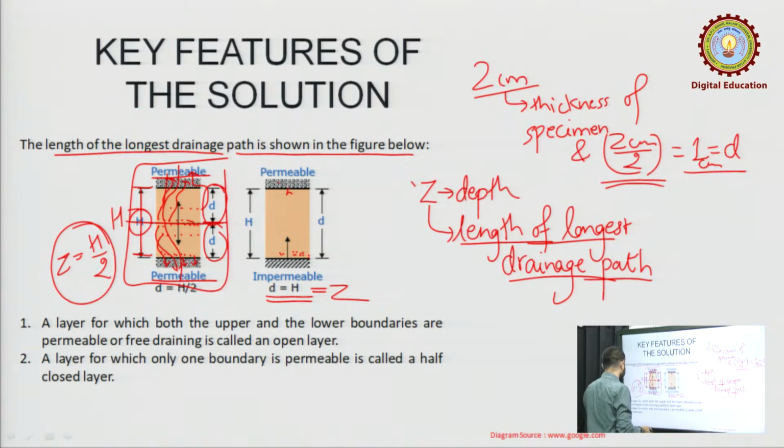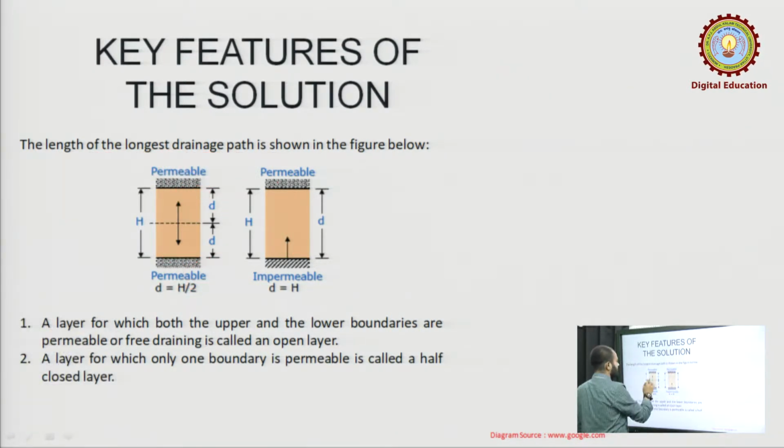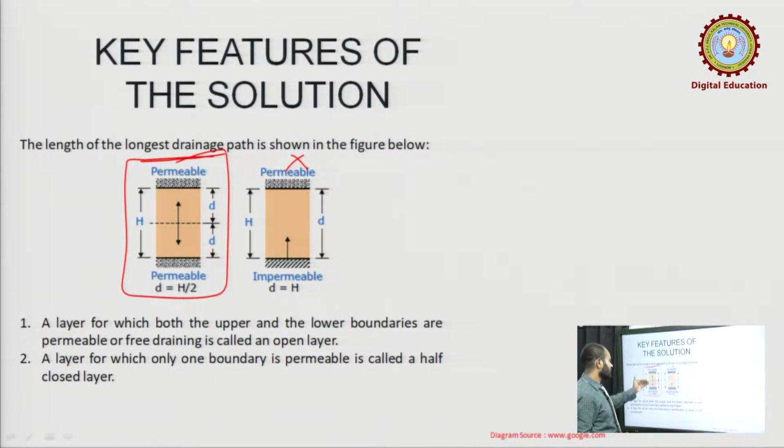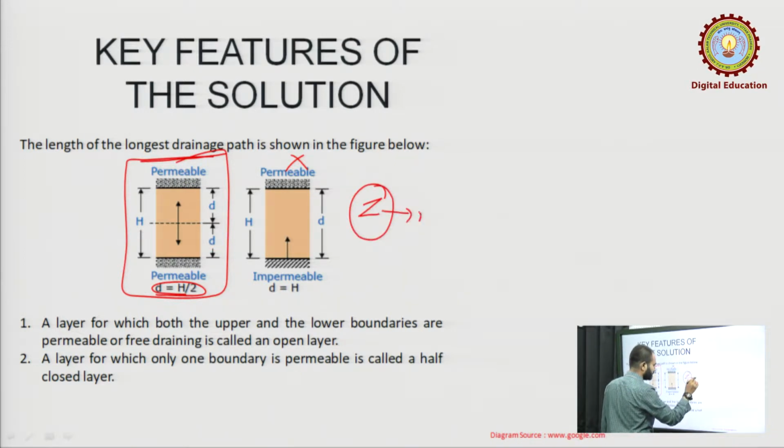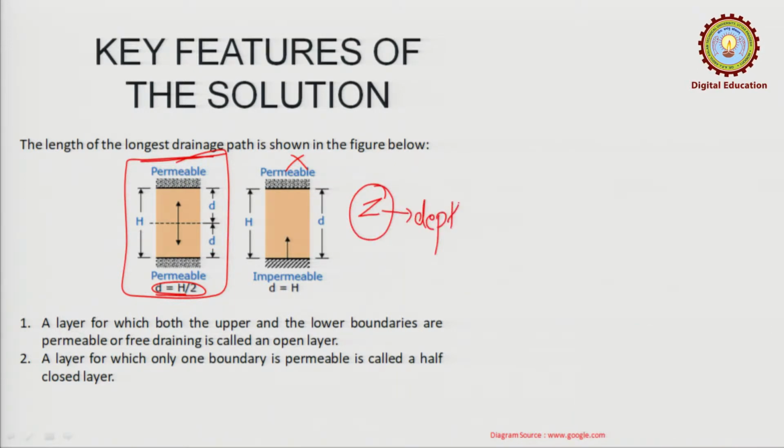Because in the consolidation test, we have this arrangement in the test apparatus. So, the drainage path becomes this. This was the concept of the drainage condition or the drainage path, or we can say Z, which is also sometimes called the depth. It will be equal to depth when there is single drainage. You can see both are equal.